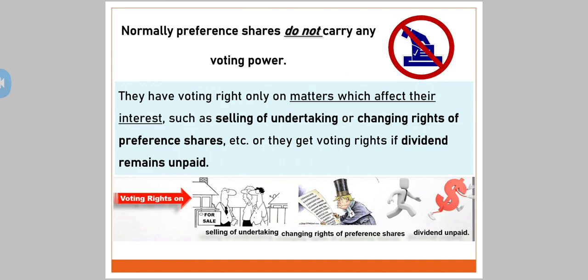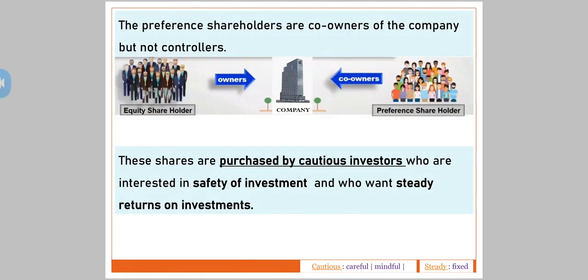When a company is not in a position to pay the dividend, at that time they have got the right to vote. Who has got the right to vote? Preference shareholders. See, the preference shareholders are the co-owners of the company but not the controllers. This is what we are going to see. Who are the owners of the company? Equity shareholders. We have studied this many times. Equity shareholders are the owners of the company, but preference shareholders are the co-owners of the company.